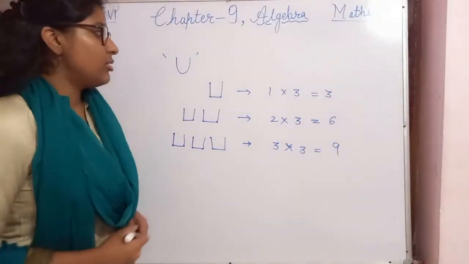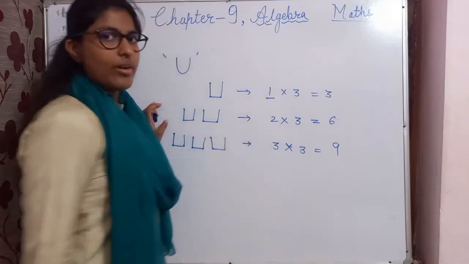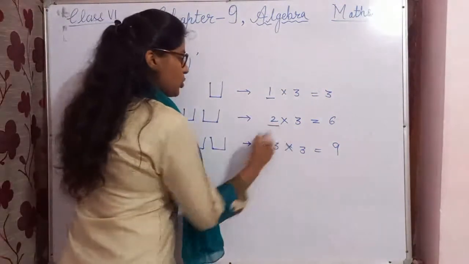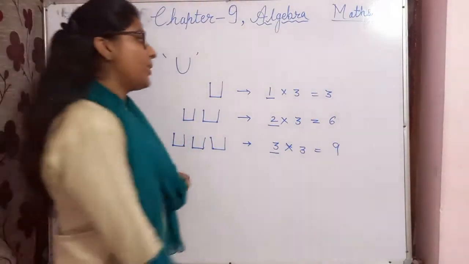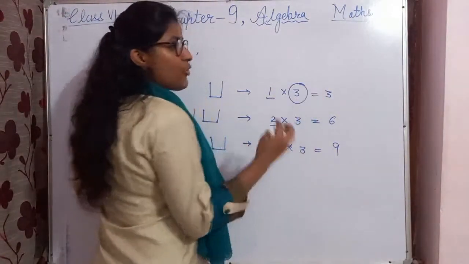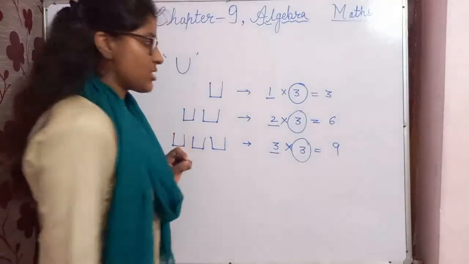No. See here, what is this? You can see, if you need 1, you are writing 1. If you need to make 2 U's, you are writing 2. If you want to make 3 U's, you are writing 3 here. Okay? But the matchsticks which are needed for 1 U, that is fixed. 3. Yes, that is fixed.